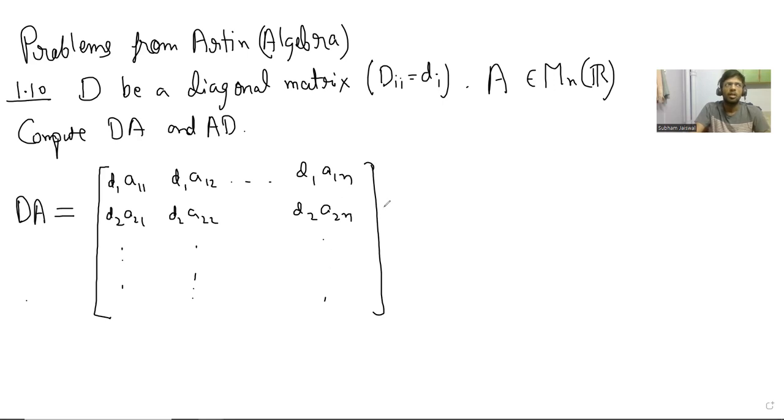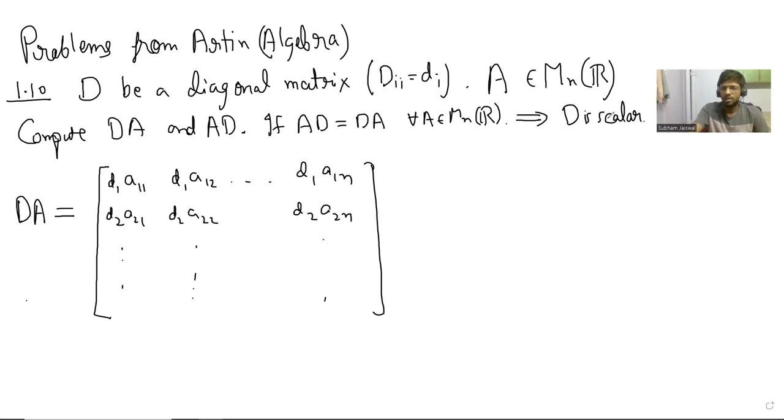That is fine, but let me ask the question properly. The question was not asked correctly. If AD is equal to DA for all A in M_n(R), then what can you say about D? It will be scalar, right? That implies that D is scalar. So being scalar is sort of necessary. So this is DA, and also AD will be, let us write it. I know it is simple, but let us write it. No harm.